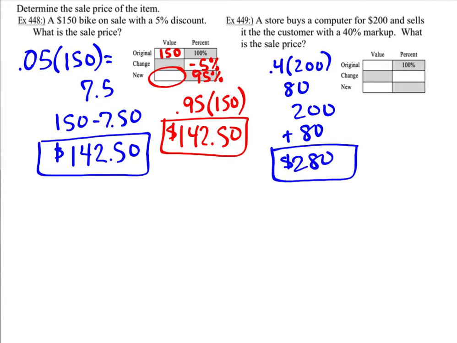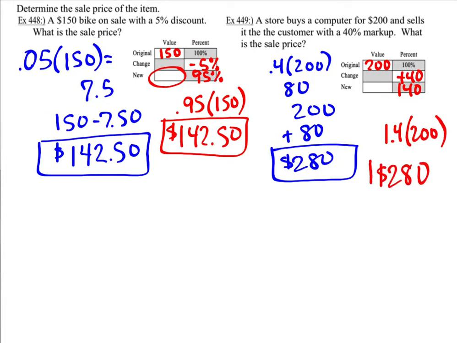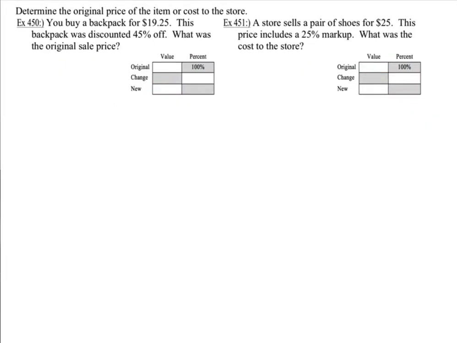Okay, using the ratio table, the original cost is 200. It is a plus 40 markup, which actually means you pay 140%. So we just need to know 140% of 200, and that comes out to be $280. Again, these add or subtract down, and they're proportional across, all compared to the original.